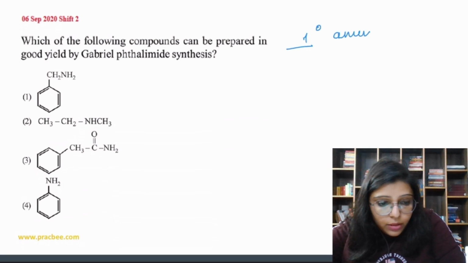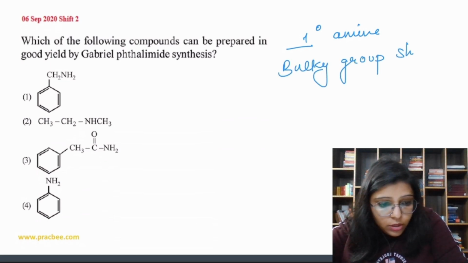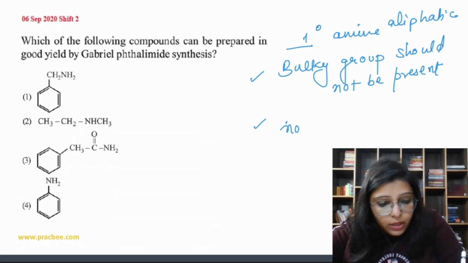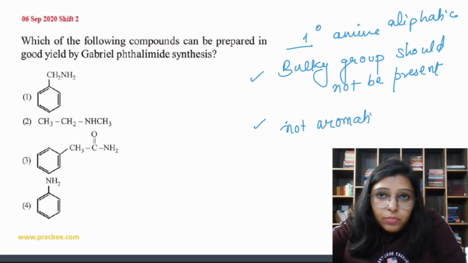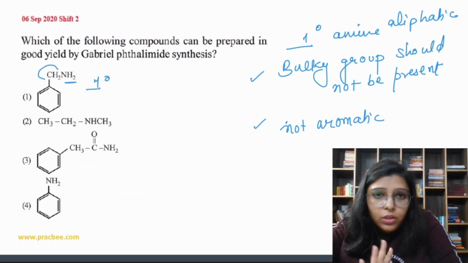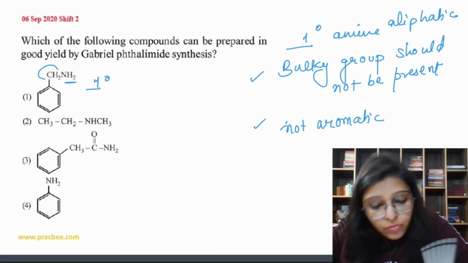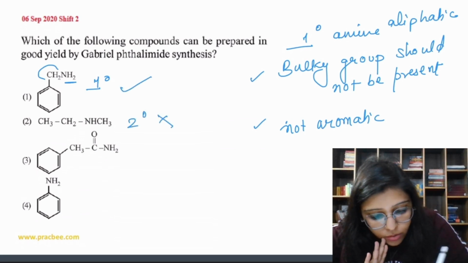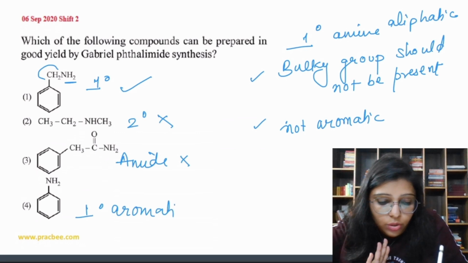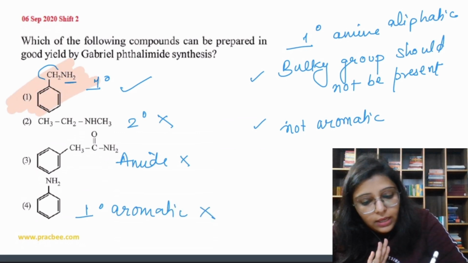1 degree amine can be prepared, but a bulky group should not be present. Or we can say that 1 degree aliphatic amine we can prepare, not aromatic amine. So this is 1 degree, and here NH2 is bonded to CH2, so NH2 is not bonded directly to the phenyl ring, so we can prepare this. This is 2 degree, no. This is amide, no. This is 1 degree aromatic, so no. So option 1 is the correct answer.